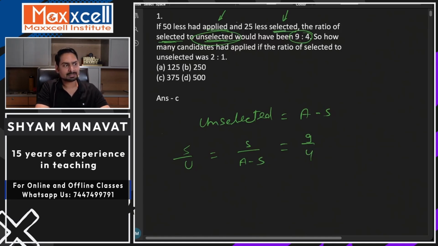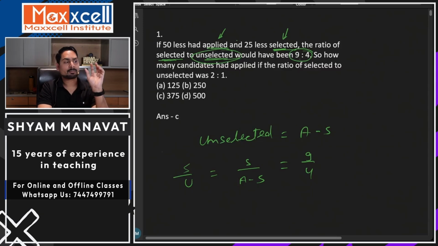So it means that there must be some number of applied people and selected people already there with the data. Then only we can say that, okay, 50 is subtracted from applied and 25 is subtracted from selected, and then you calculate the ratio of selected to unselected, you get 9 is to 4. लॉजिक समझ में आ रहा है कि नहीं बताओ? हाँ, बहुत बहुत डिफिकल्ट नहीं है, समझो इस बात को.